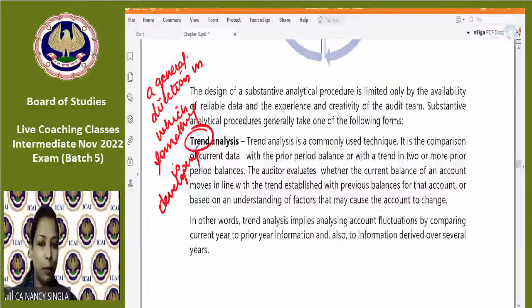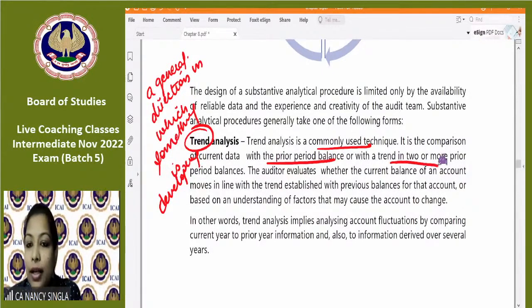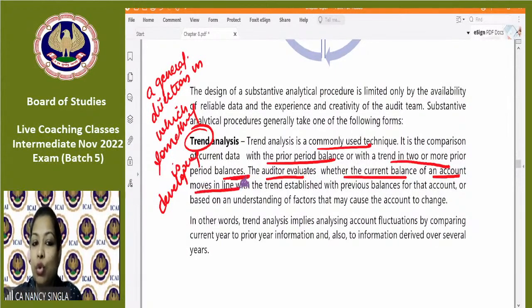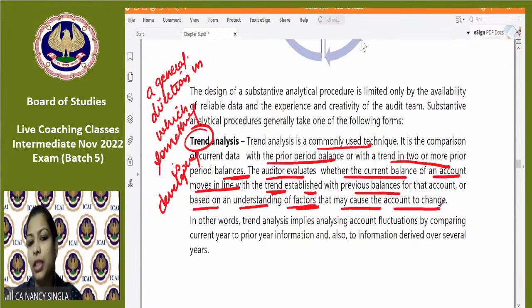And it is a very common technique, whereby you compare with the prior period balance, either last year or the trend in 2 or more prior period balances. You compare with the last 2-3 years. The auditor evaluates whether the current balance of the account moves in line with the trend established with previous balances, based on an understanding of factors that may cause the account to change. So as such, there is no problem in the change, but the auditor needs to understand what the factors are.